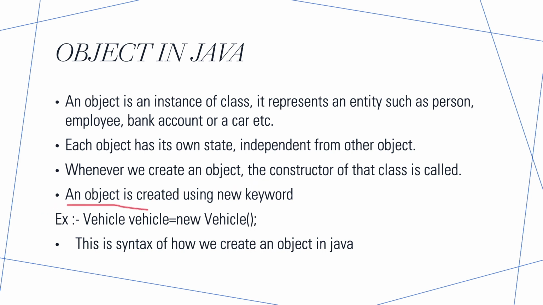An object is created using the new keyword. So here is an example. We are creating an object of Vehicle. First you need to give the class name of the object that you want to create. Here we have given Vehicle. Then whatever name of the object you want to give. I have given vehicle with a small v, and equal to this, the new keyword is used to create an object.